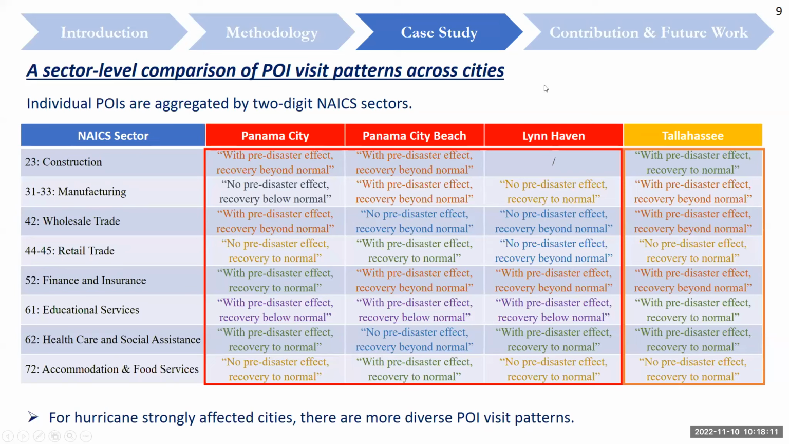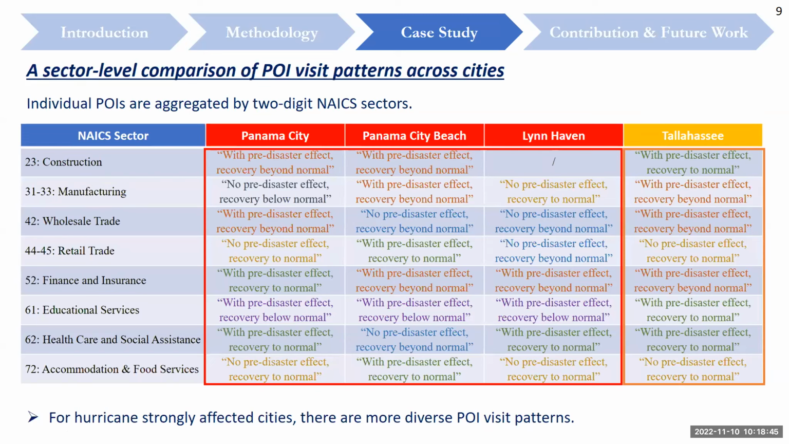So the first observation we find here is there's no uniform pattern. Here we use a color coding to represent one of the 4 patterns we mentioned. So there's no uniform pattern, which means if we really want to know what's happening regarding this POI visit and the resilience levels in each city, in each sector, we need to look more into the functions of each sector and also the social demographic features and also the other information of different cities.